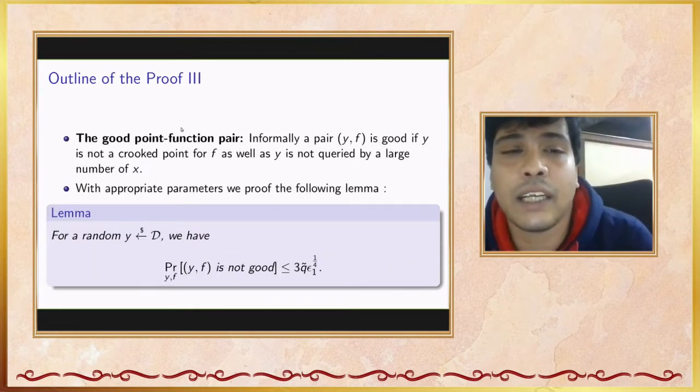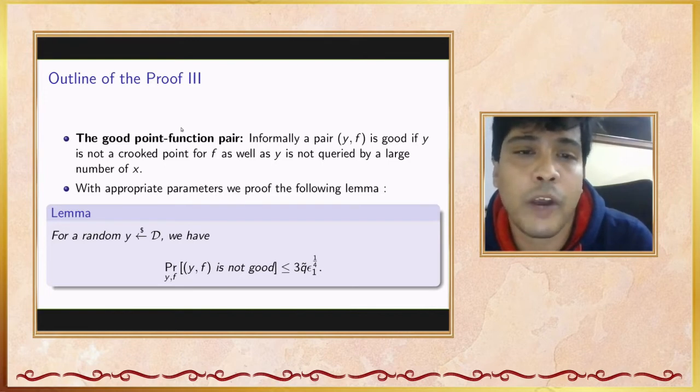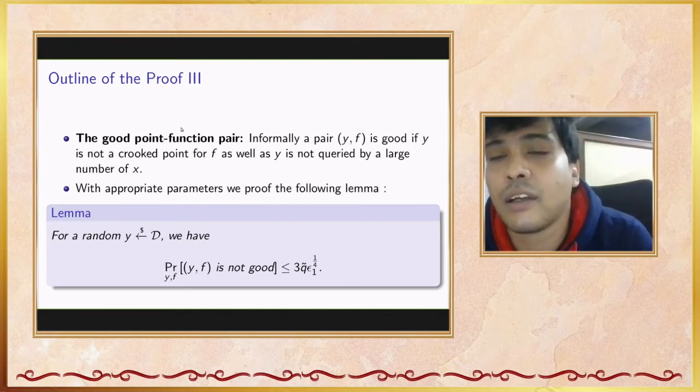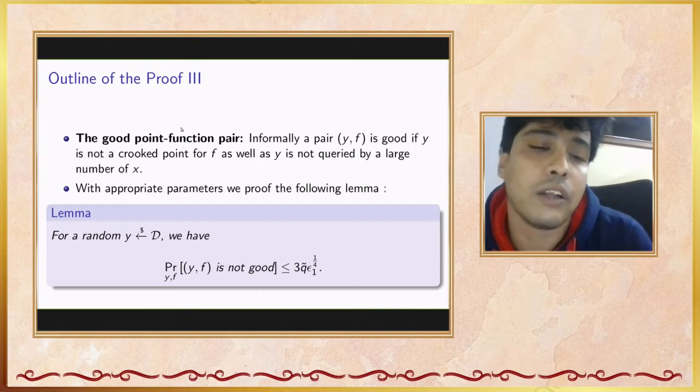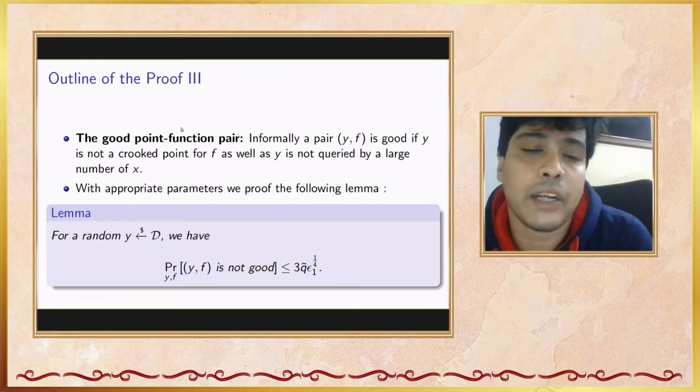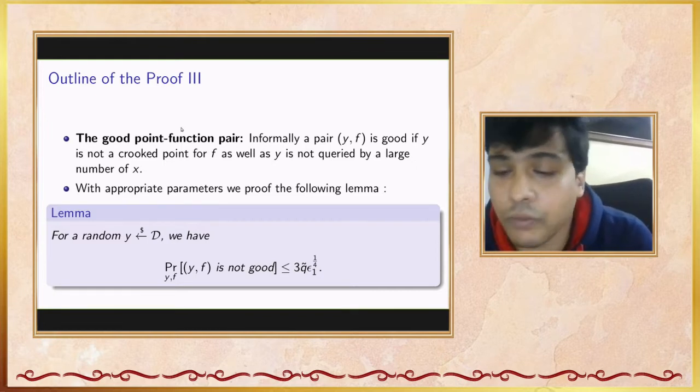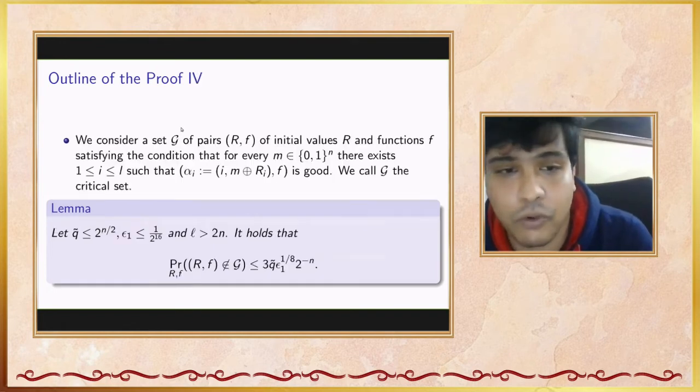Okay. So basically, we define something called a good point function pair. Informally, a pair YF is good if Y is not a cooked point for F, as well as Y is not queried by a large number of X. And then with appropriate parameters, we are able to show that when we take the probability over Y and F, the probability that YF is not good is very small. It is of the order of epsilon to the power 1/4.